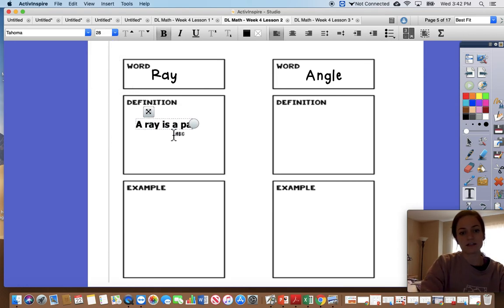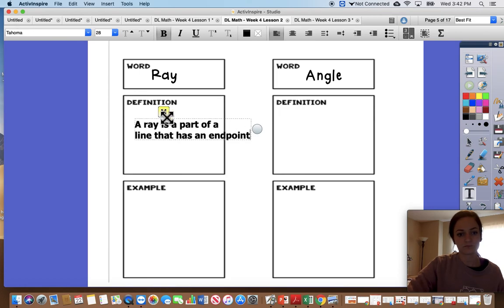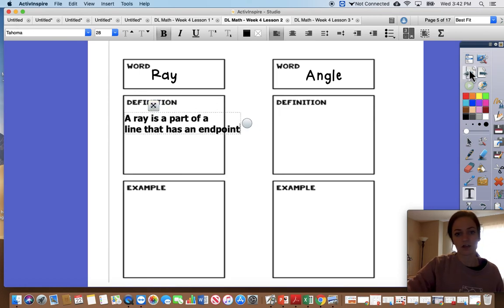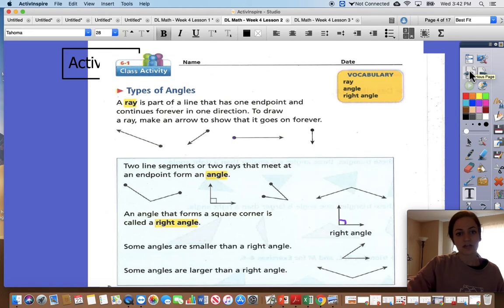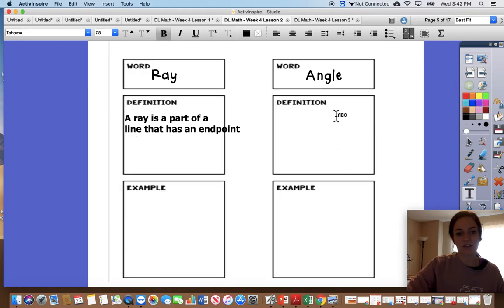A ray is a part of a line that has an endpoint. Okay, let's go back. That has an endpoint and continues forever in one direction.